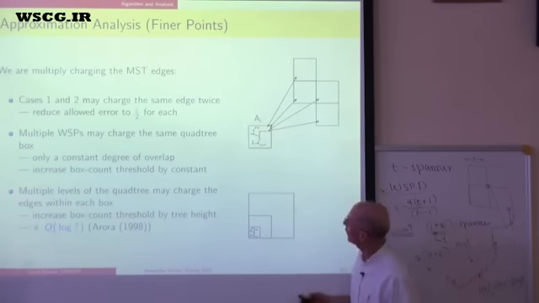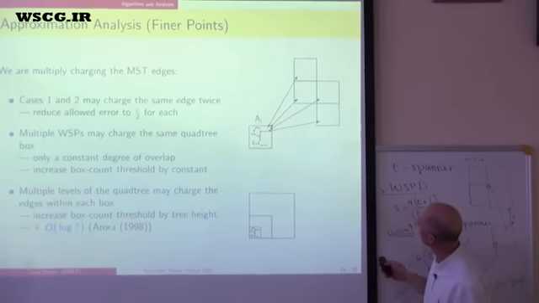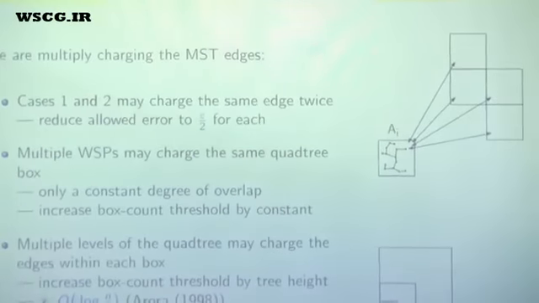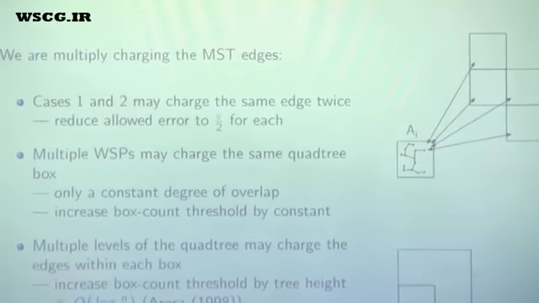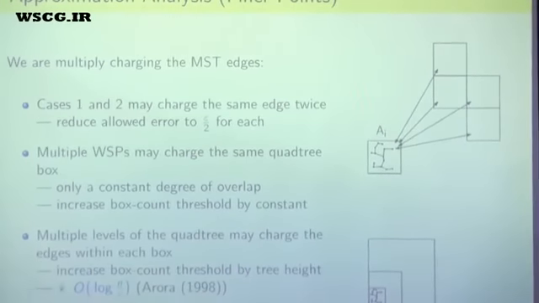The more difficult thing has to do with charging the edges within these well-separated pairs. Like I said, here is a box A. It's involved with many different well-separated pairs. These are all charging the same thing. What I want to remind you is that this makes use of our packing lemma that we talked about last time.